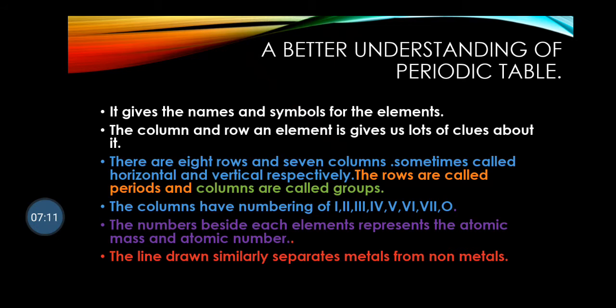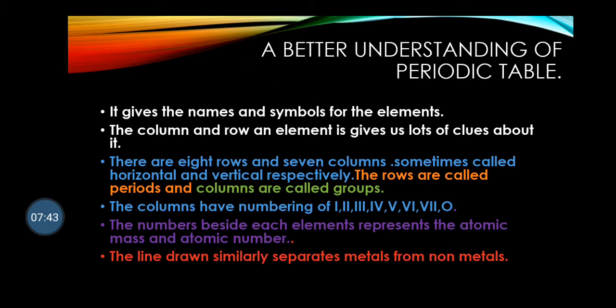The columns are arranged in numerical order using Roman numerals, 1, 2, up to 8. The last group, which is named 0, group O, has filled electron shells. So there is no way you can determine its name by valency, because these elements are named based on their valency. That is, valency is the number of electrons in the outermost shell of an atom. The number beside each element represents the atomic mass and atomic number.